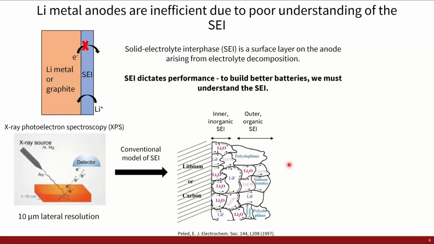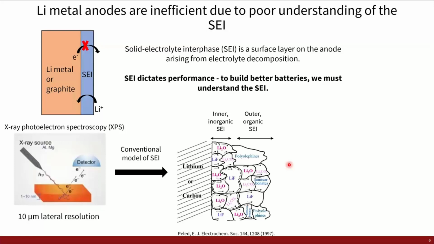But using XPS, people have gained a lot of knowledge about the SEI, specifically what kind of components are within the SEI. And this has led to this sort of conventional model of the SEI, which consists of inorganic lithium-containing compounds, namely lithium oxides, carbonates, and fluorides, close to the anode surface, along with more soft organic SEI components, such as organic carbonates, in the outer SEI surface, closer to the electrolyte. And a sort of bilayer structure of the SEI with an inner inorganic SEI and a more outer organic layer is commonly accepted within the literature.